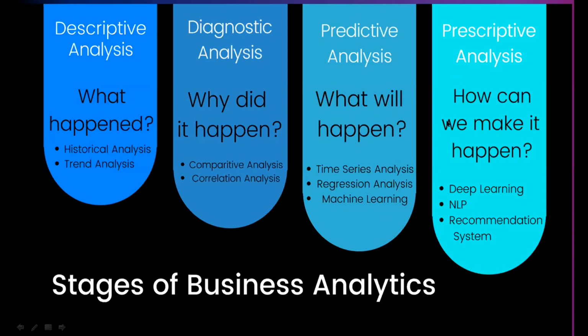The last stage is called prescriptive analysis. We know what has happened, we know why it has happened, we know what will happen, but then how can we make that happen, right? We know that what will happen is in the form of time series and regression, but how will it happen? To understand this, we might use some advanced techniques. And remember, prescriptive analysis is at an advanced level. We have the concept of deep learning, NLP, and recommendation systems. If you remember, I told you the example of the Amazon web store, where it starts recommending products. That comes under prescriptive analysis.